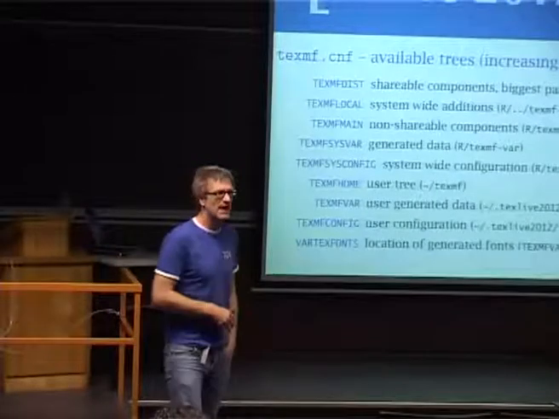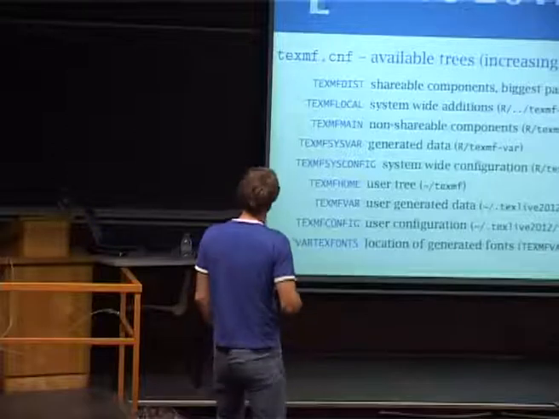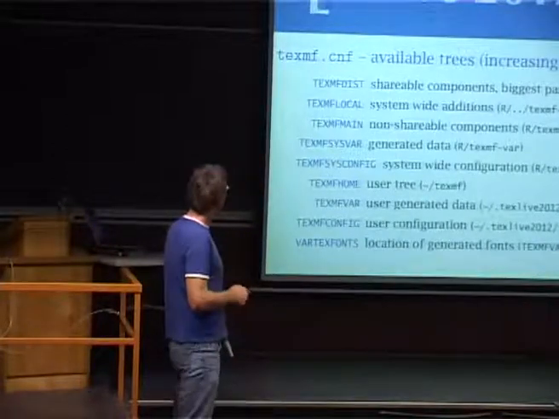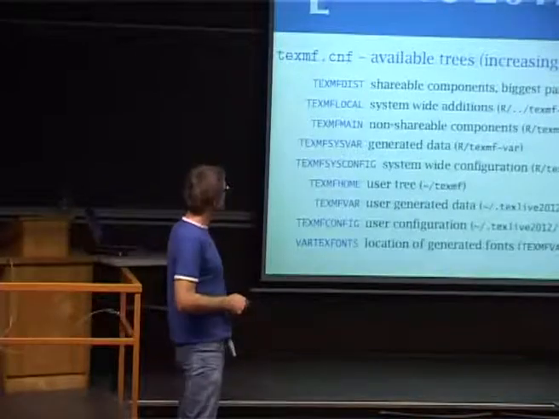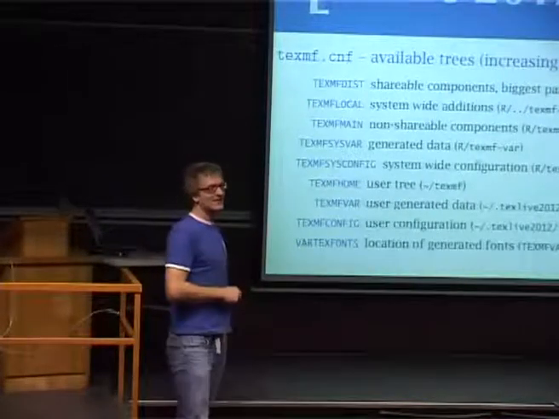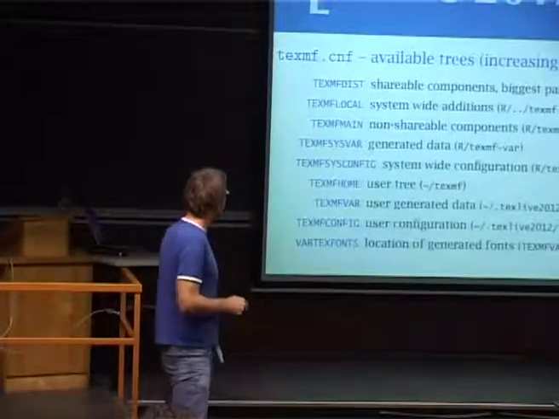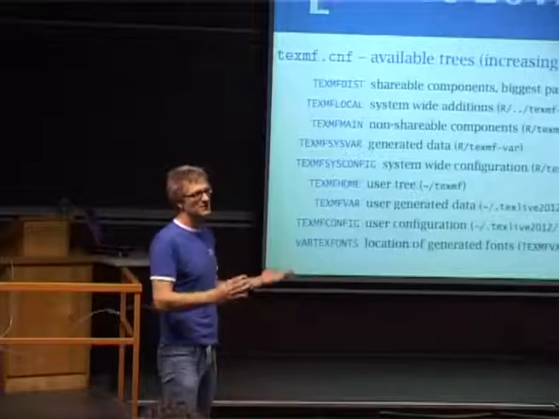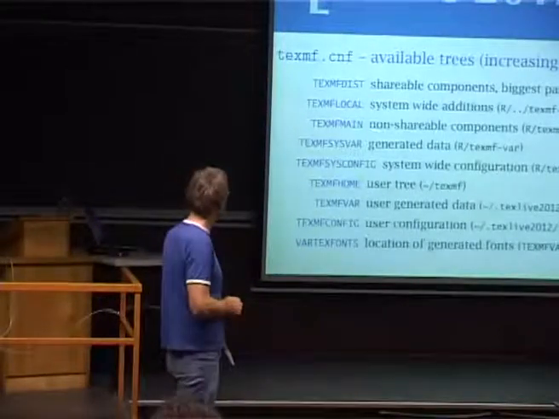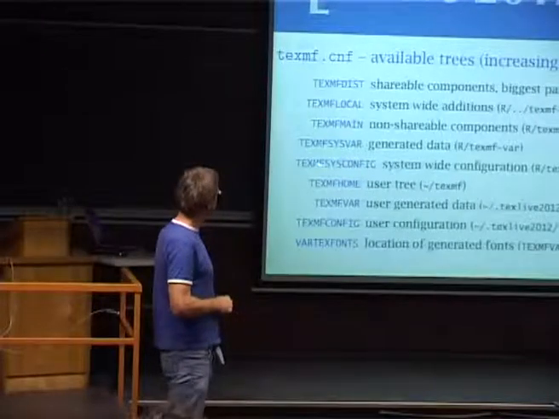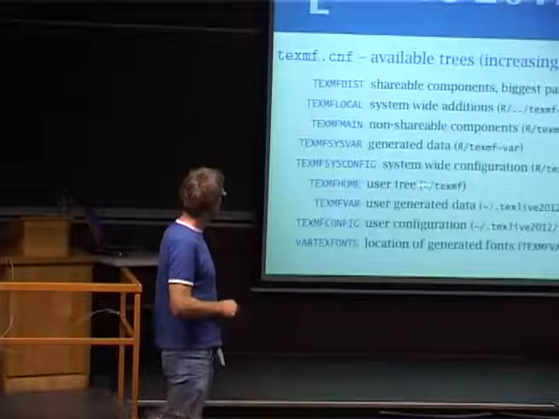TeX, this is where 95% of the files are, about 20,000 or 50,000 files. They are here. TeXMF-local is straightforward, this is what the system-wide uses. TeXMF-main might get dropped, because in 2013 we had an idea to have shareable and non-shareable components, but it turned out nobody actually used it, and you can use it even without this. And then there are the system trees, so variable data, generated data, and configuration files.